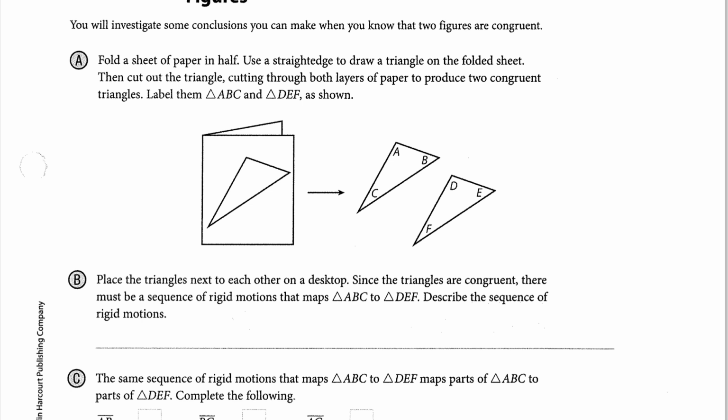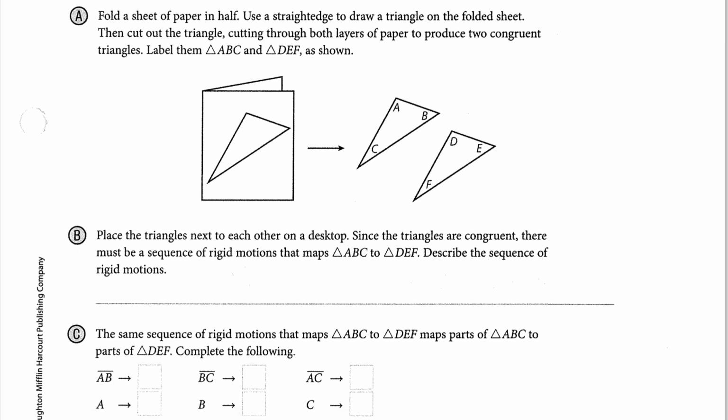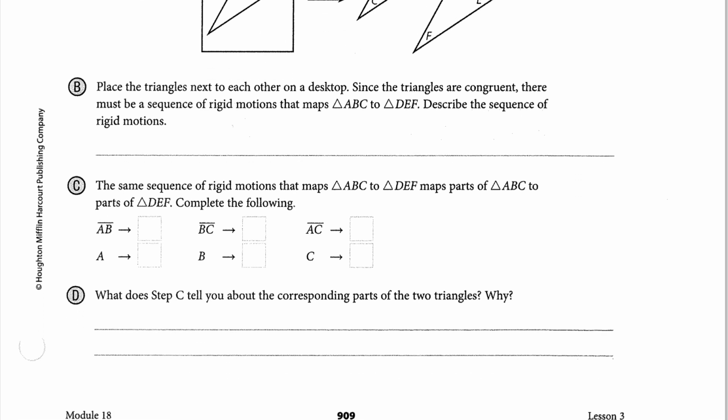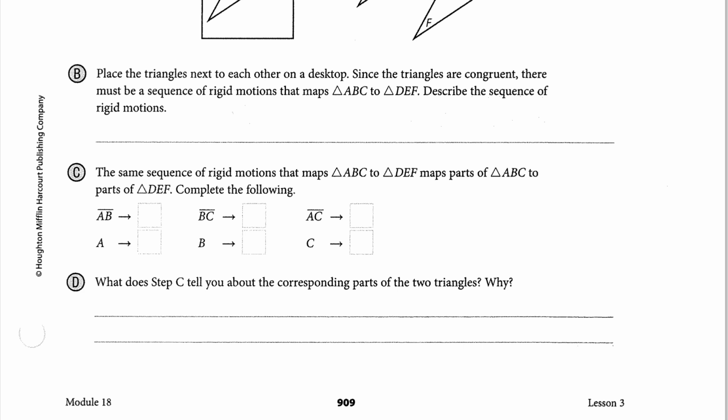A. Fold a sheet of paper in half. Use a straight edge to draw a triangle on the folded sheet, then cut out the triangle, cutting through both layers of paper to produce two congruent triangles. Label them ABC and DEF as shown. Place the triangles next to each other on a desktop.